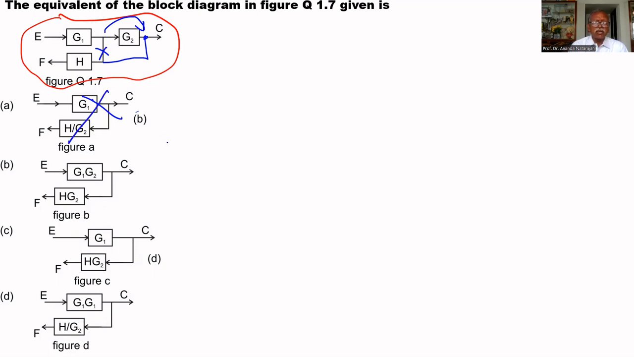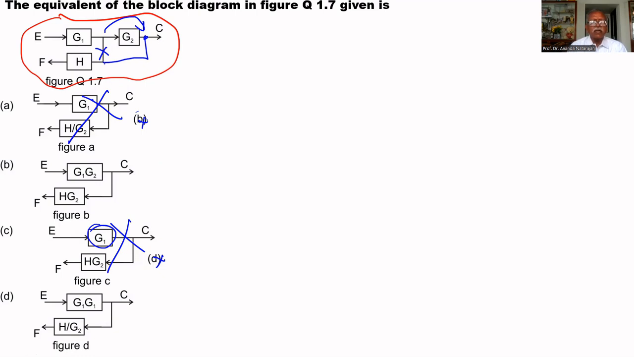That's why A is not the correct answer. And C is also not the correct answer. Only G1 is given. That's why these two are removed. So we have to remove the odd one out first. So in B, G1, G2, G1, G2 is there.